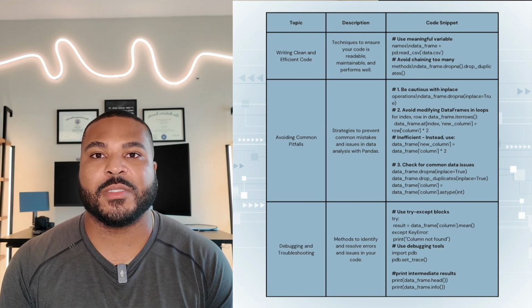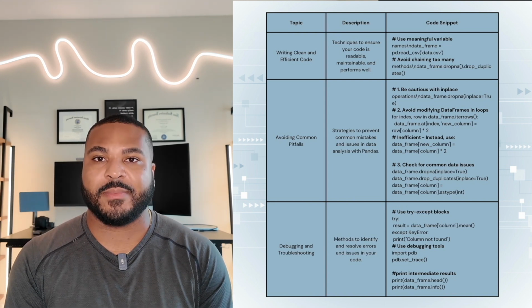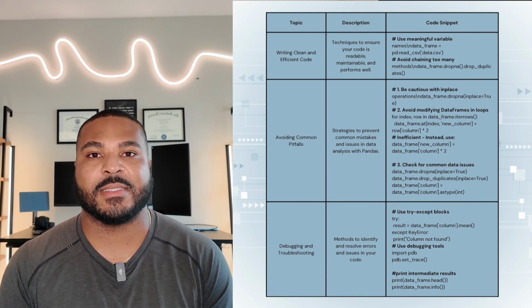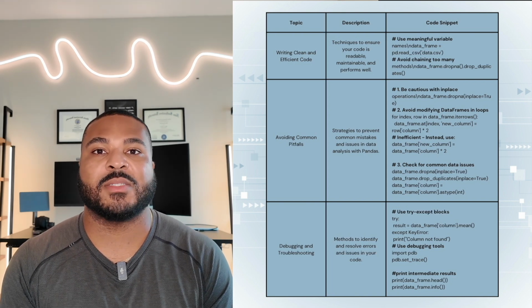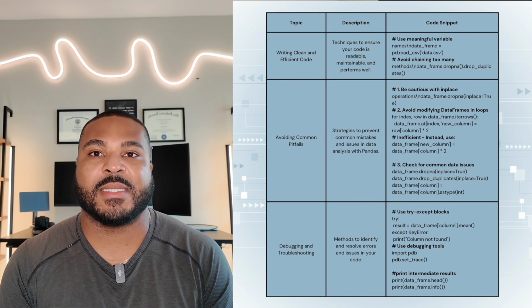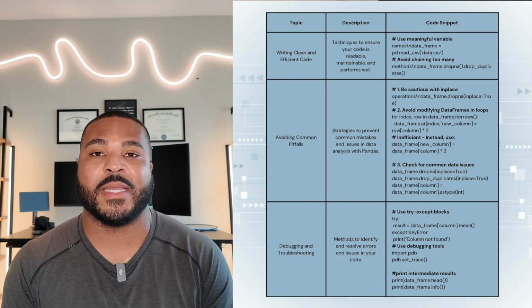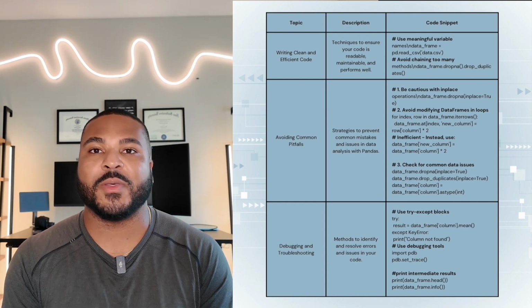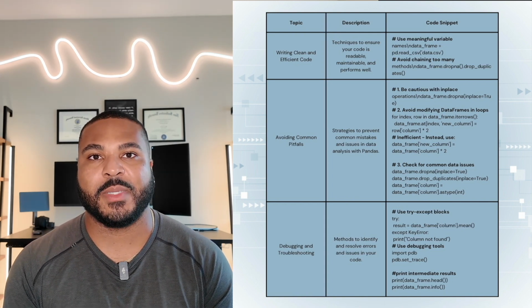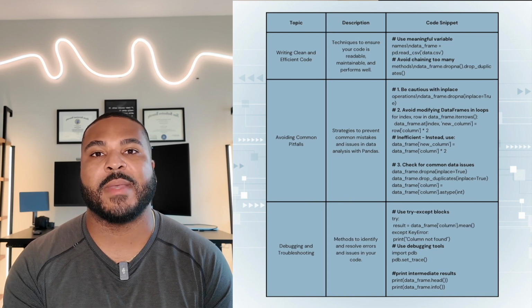When you encounter errors or issues in your code, use debugging and troubleshooting techniques to identify and resolve them. One of them is the try except block, and this handles exceptions gracefully by preventing your code from crashing and to provide useful error messages. Also, utilize Python's built-in debugging tool like PDB to step through your code and inspect variables.